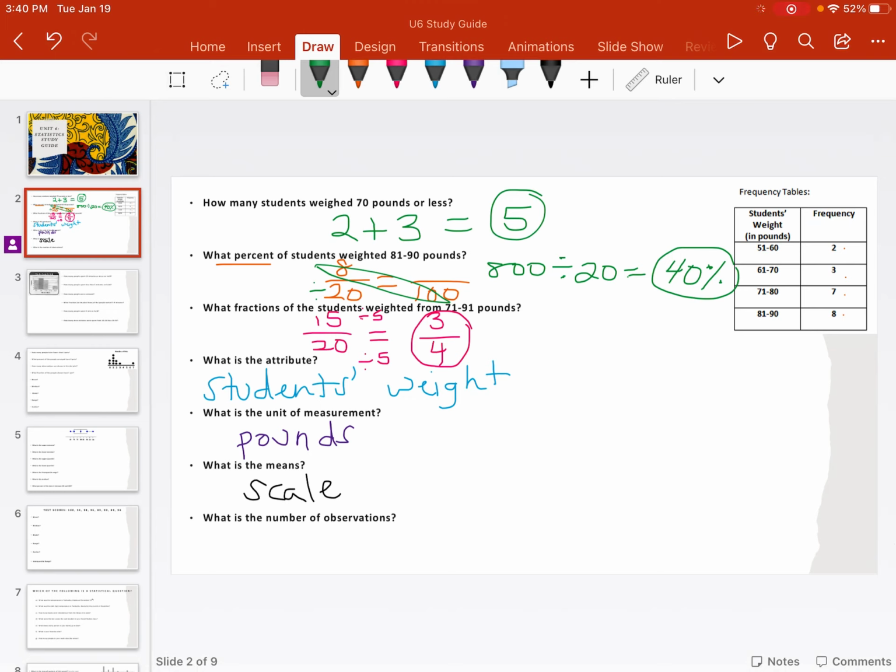And finally, our number of observations. Remember, that's how many total that we observed. So it's not just 4, because there's 4 categories. It's how many people total. We did that already right here when we were finding out that there were 20 people altogether. Add up your observations.